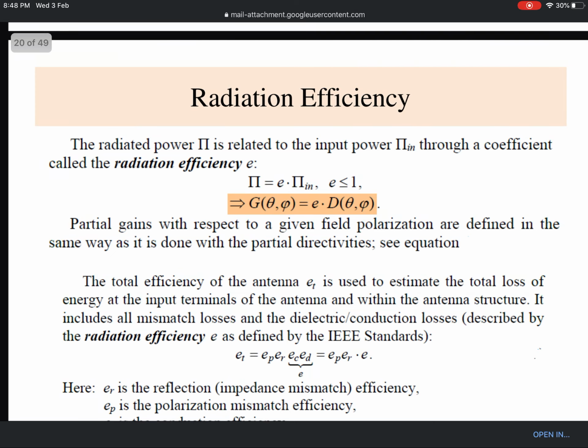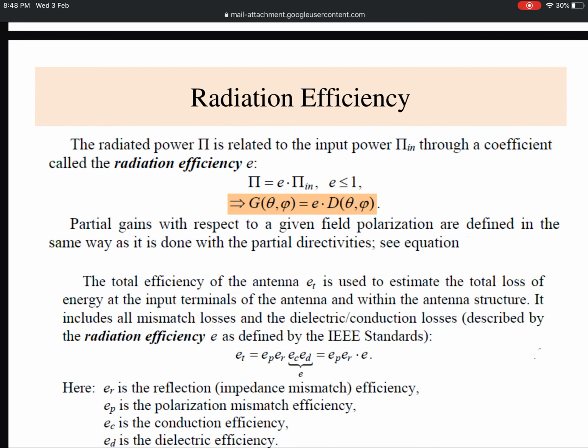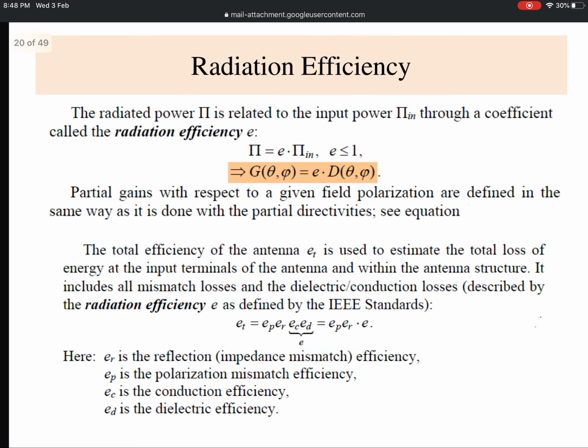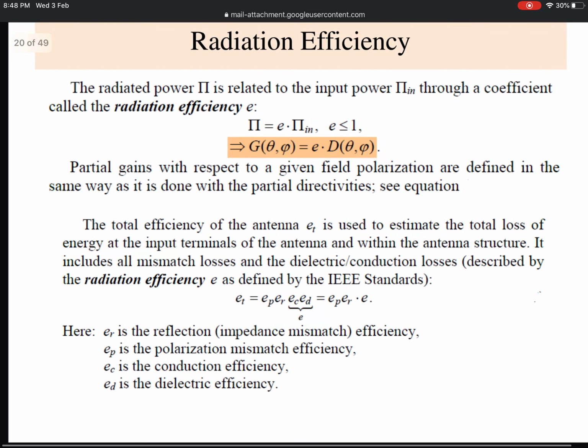So this efficiency is defined as e. The total efficiency of the antenna e_T is used to estimate the total loss of energy at the input terminals of the antenna and within the antenna structure. It includes all mismatch losses and the dielectric and conduction losses. So that e_T captures exactly the losses that keep the antenna from taking part in the radiation.